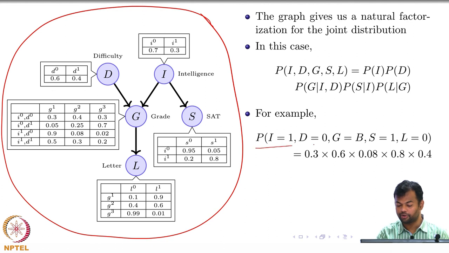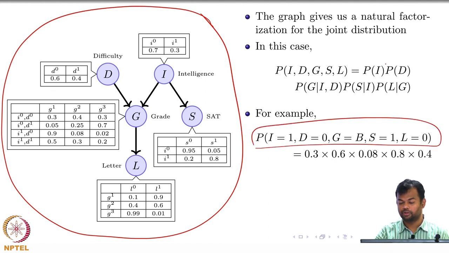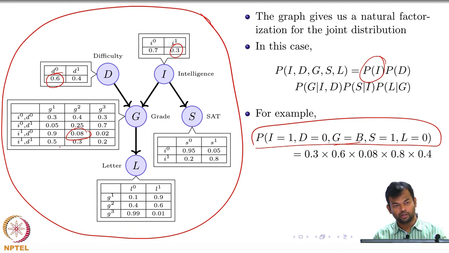So in particular, if I want you to compute this, how will you do it? You want P of I equal to 1, so you'll take this value. P of D equal to 0 is the next thing, and so on. So P of G is equal to B, that means the second possible grade, when I is 1 and D is equal to 0. Which entry are you going to take? This, right? Everyone gets this? This is very straightforward, but I just want to go over it once. You can convince yourself that any joint distribution or any particular configuration that I ask you for these 5 variables, from these tables, you can compute them. Okay.